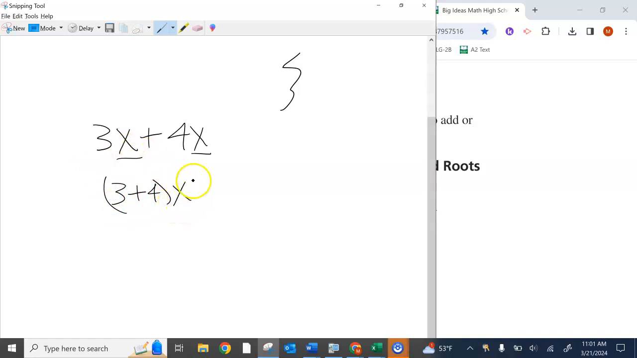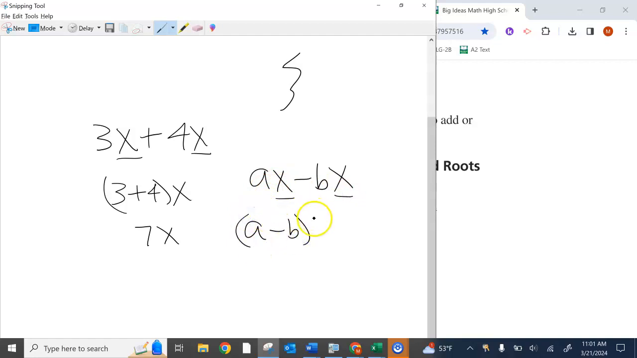Now I show it on the right side. A lot of times we show it on the left side when we factor something out, but that's how we end up getting 7x. So that might be obvious. What if we had ax minus bx? Both of them have an x, so they're like terms. You'd pull out the a and the b like that, literally factoring by the x.